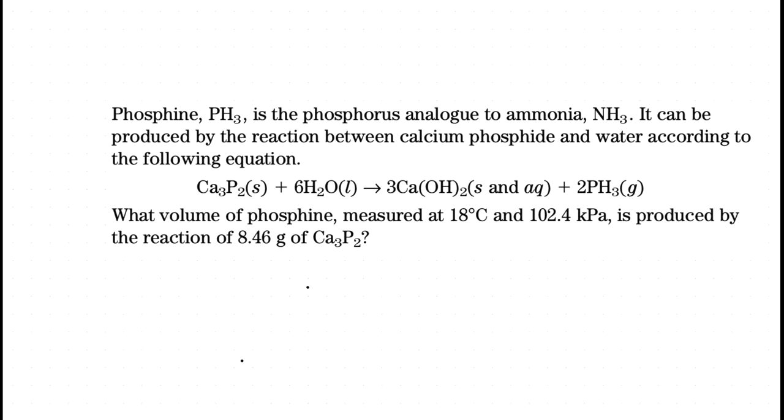So you want to go from 8.46 grams of calcium phosphide to phosphine. Would it be to liters of phosphine? Well, here's the thing, this is the interesting thing. Now it's not at STP, so the volume is going to be different. You could get to the volume of phosphine at STP.